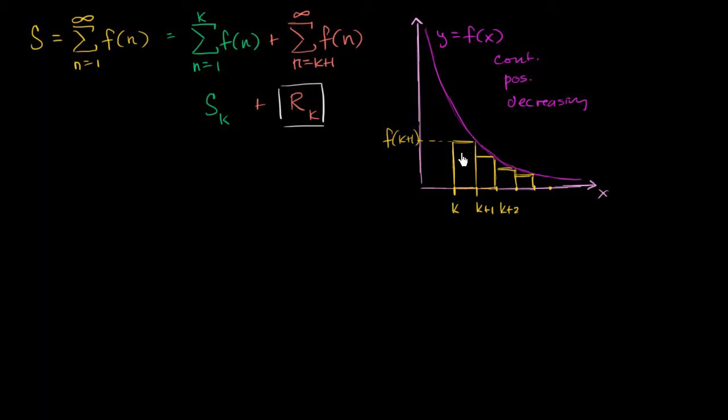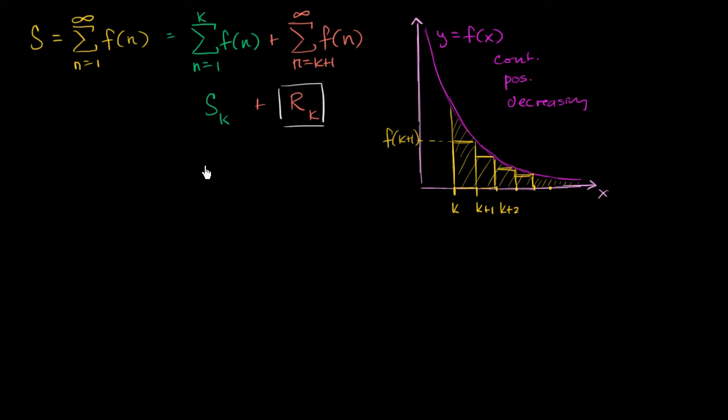And so what is the sum of these areas of these rectangles representing? Well, you could view it as an estimate of the area under the curve between x equals k and x equals infinity. But it's going to be an underestimate. Notice, these are all completely contained in that area.